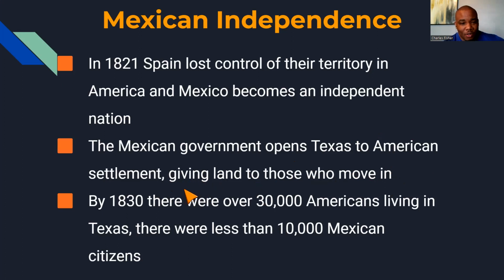I don't know. So by 1830, there were more than 30,000 Americans living in Texas. Remember, Texas was part of Mexico at the time. There were less than 10,000 Mexican citizens living there in Texas. So it was more American than Mexican, just that part of the Mexican territory, again, what is now Texas.